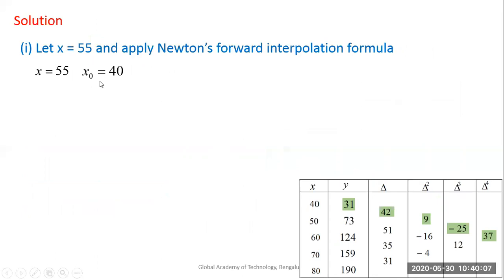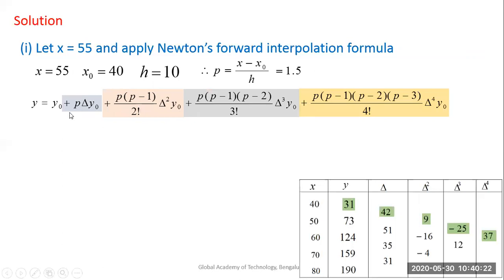For x equal to 55, x0 is the first value of x, that is 40. h is the step length, 50 minus 40, we get 10. Calculate p, which we get as 1.5. Now apply the forward interpolation formula. We have up to delta power 4 here, so write up to delta power 4: p minus 1, p minus 2, p minus 3 by 4 factorial into delta power 4 y0. Substitute y0, which is 31, p is 1.5, and delta y0 is 42.